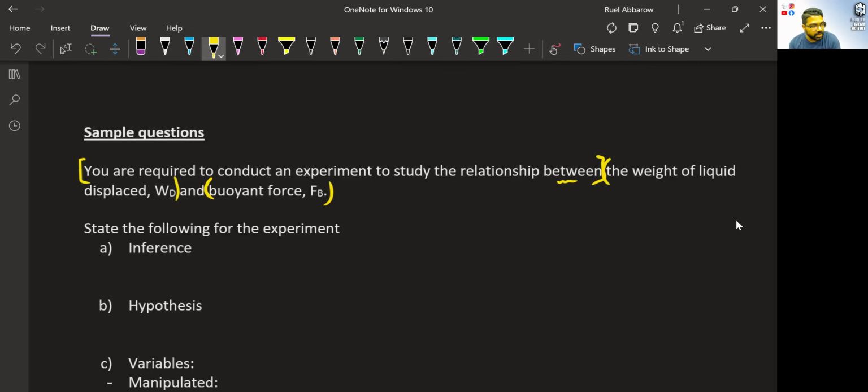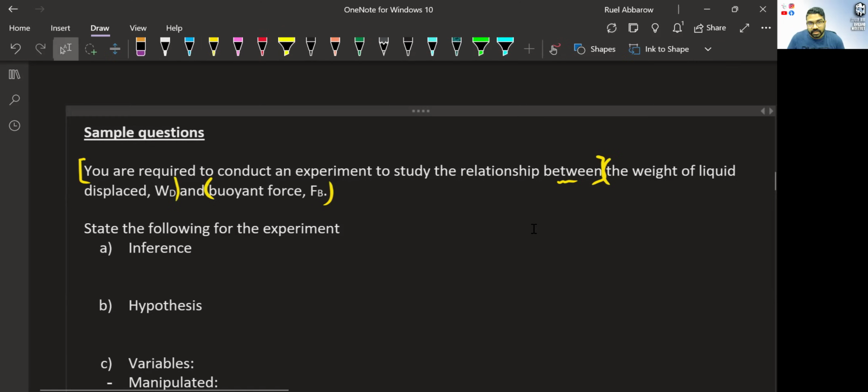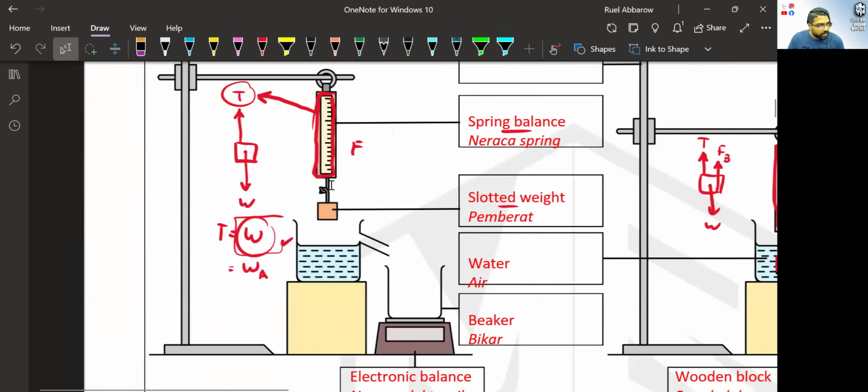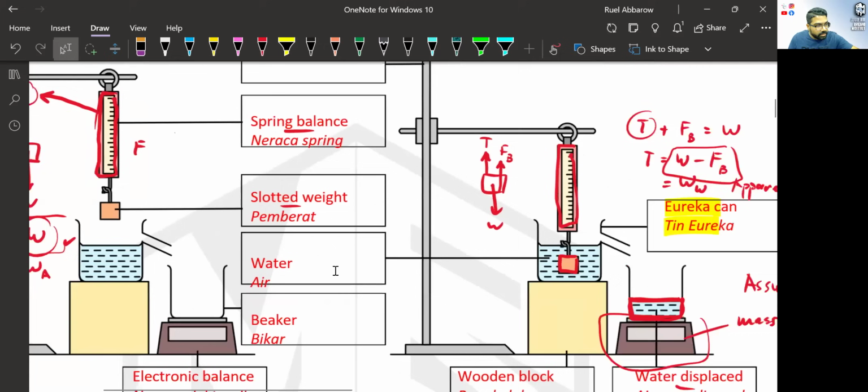It's a little bit unique because technically both of these we get at the end of the experiment. So basically, class, the procedure is very simple. You're basically going to do this. We are going to hang it in the air, get the weight in air first, and then immerse it in the liquid, and then measure the weight in liquid.